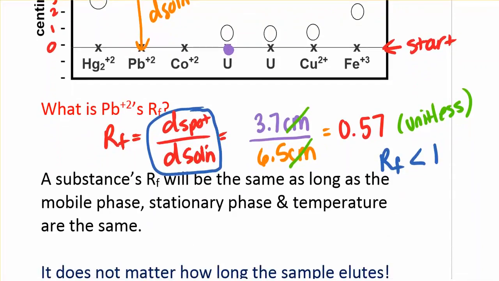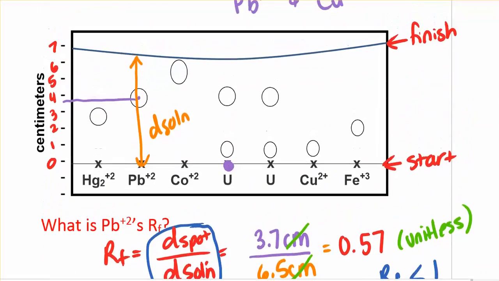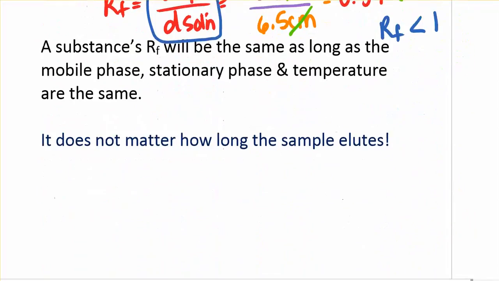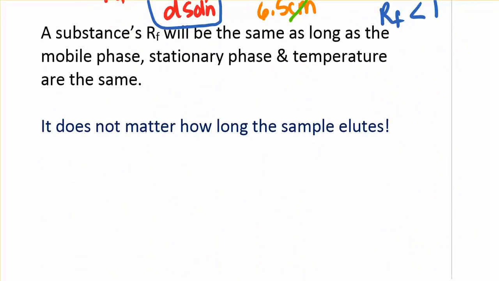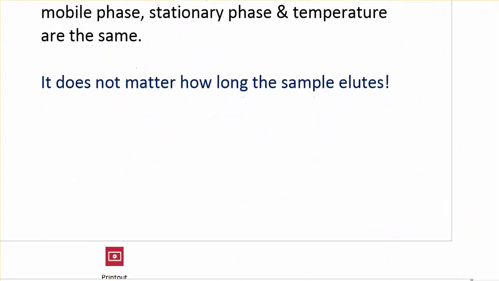Another thing is that RFs are a physical property of a substance. And just like we said with the unknown, it travels according to its properties, not minding that it started off mixed with something here. Each substance travels with its own properties. So it doesn't even matter how long you let it elute. And let me show you an example.